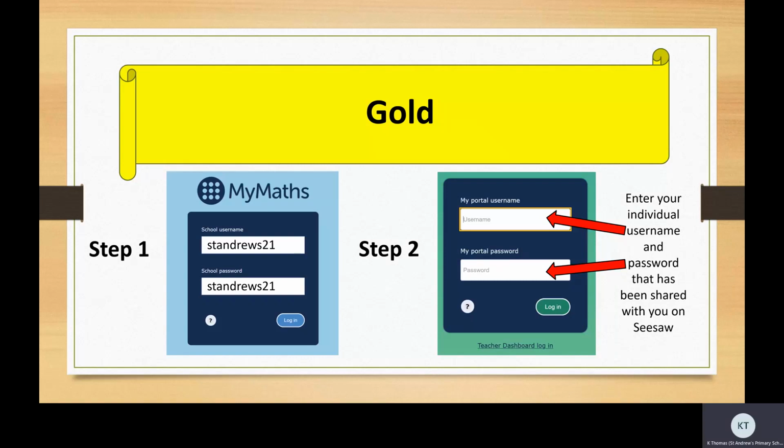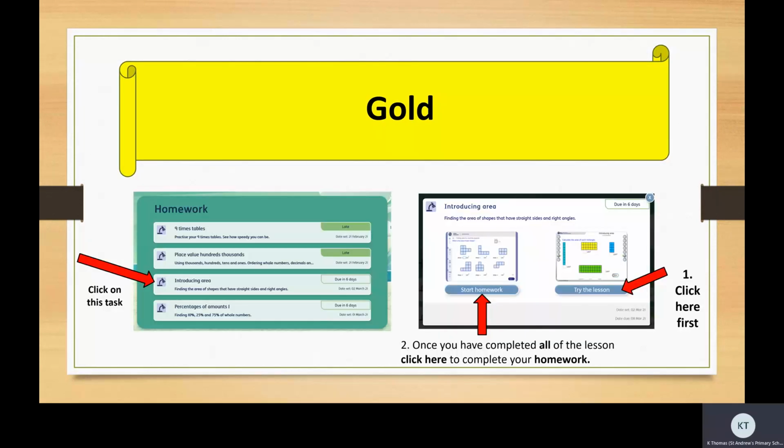Once you've done that, you will see something like this. You will see the green slide that is on the left of this page. It shows you all the homework that you might have been set by your teachers. For today's task, I need you to click on the task that the red arrow is pointing to, Introducing Area. When you click on that, you will see the image that's on the right of this slide. It says Introducing Area, finding the area of shapes that have straight sides and right angles.